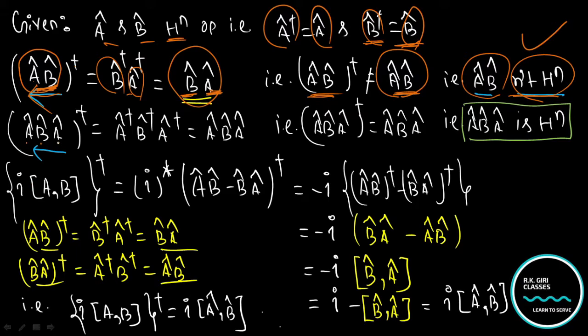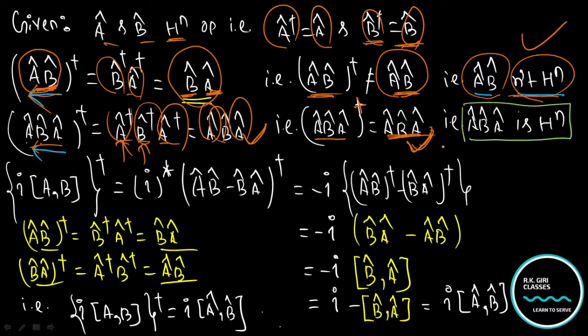ABA whole dagger, then it will be right to left, that is A dagger, B dagger and A dagger. And you know that A dagger is equal to A, B dagger is equal to B, and A dagger similarly A, because A and B are Hermitian operators. That is, (ABA) dagger, our expectation is the same, ABA. From there we got the answer, that ABA is Hermitian. One Hermitian part. Okay, one Hermitian part.